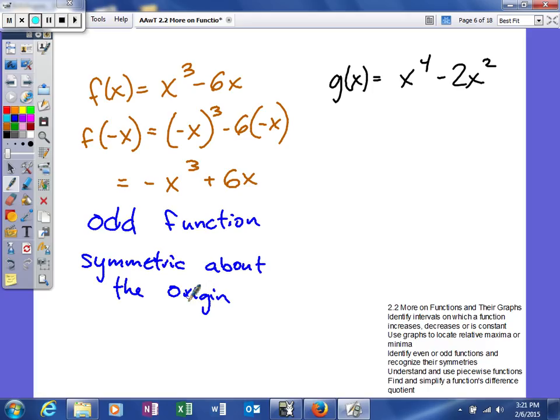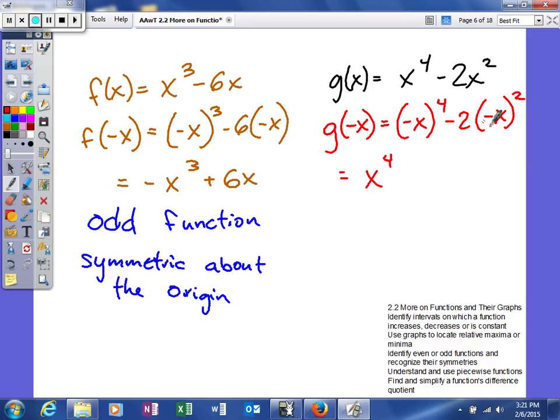Looking at the next example over here, we're going to plug in negative x into our function. So again, you can see the test is the same. Negative x raised to the fourth minus 2 times negative x squared. When you raise negative x to the fourth, it's negative x times negative x times negative x times negative x, which will give you a positive x to the fourth. And when you square negative x, you get x squared, times negative 2 is negative 2x squared. So as you can see, when we compare the simplified form of this expression to this one, they are the same.